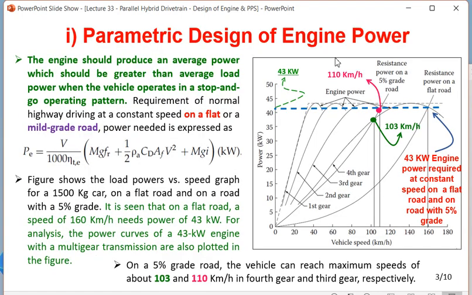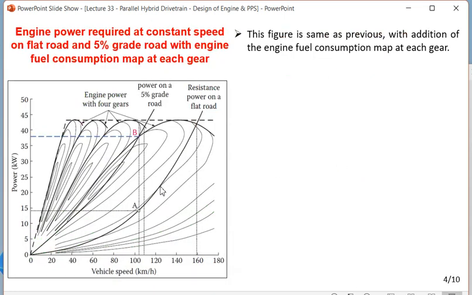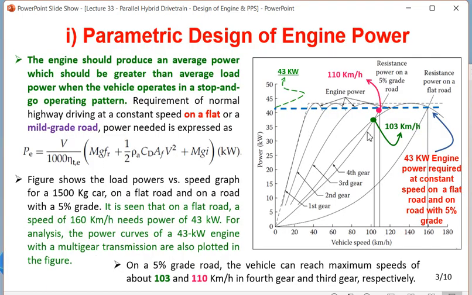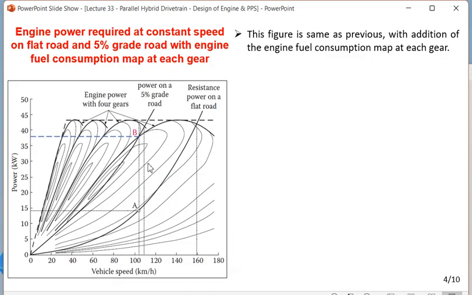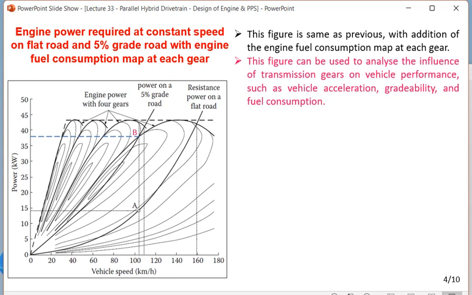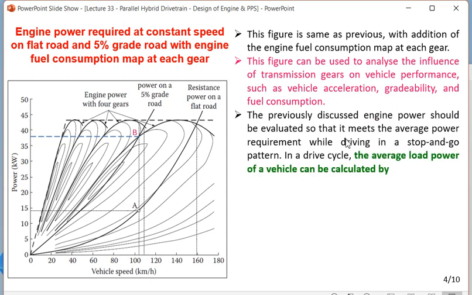So in the previous slide, whatever figure we have shown, this figure and the next figure are the same. Only in the previous figure, every gear has been shown with some more contours, and these contours are nothing but the fuel efficiency. So this figure is the same as the previous figure with the addition of the engine fuel consumption map at each gear. This figure can be used to analyze the influence of transmission gears on vehicle performance, such as vehicle acceleration, gradability and fuel consumption.